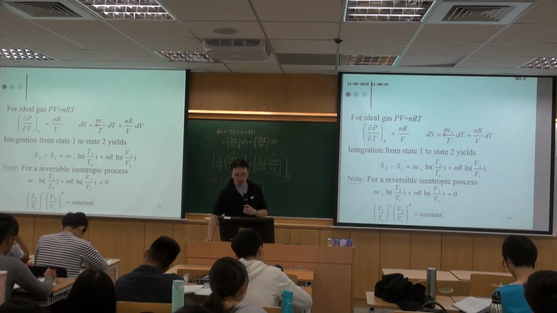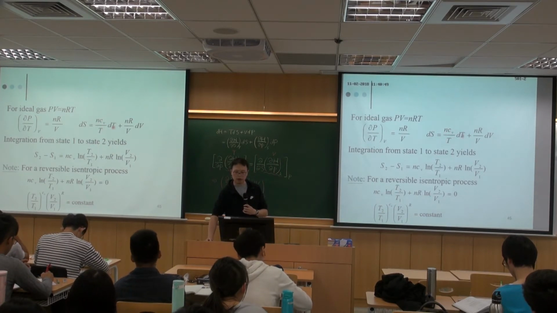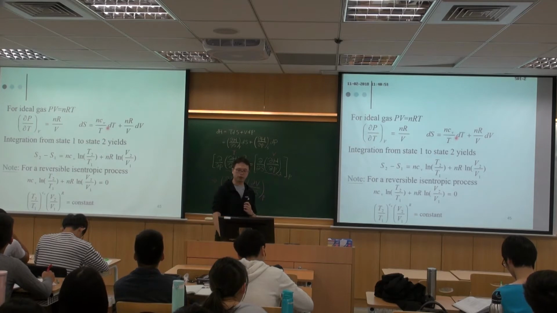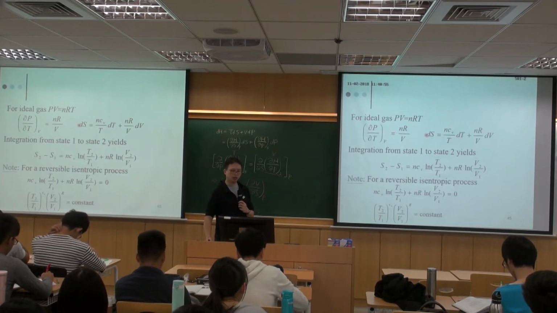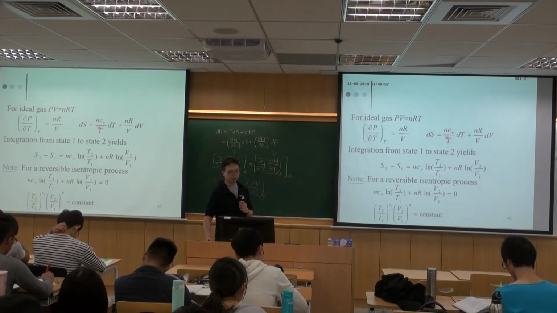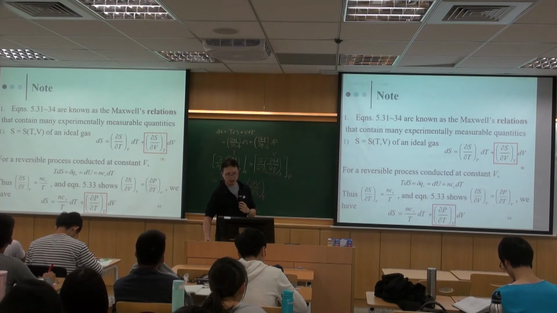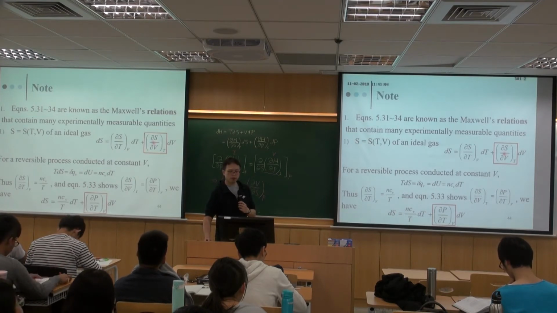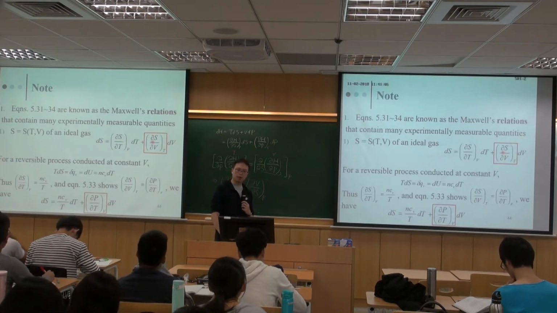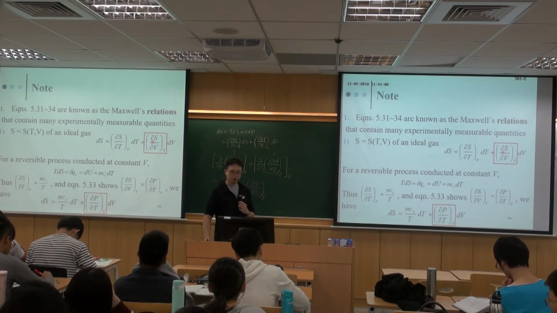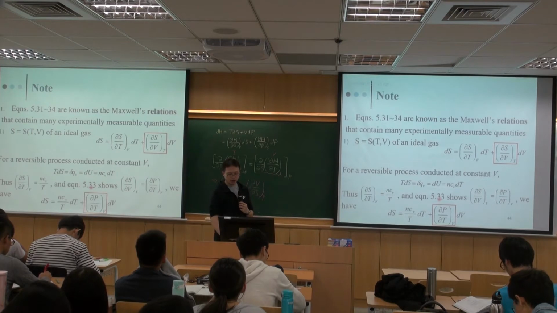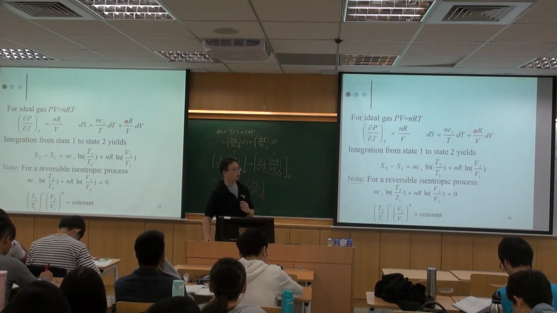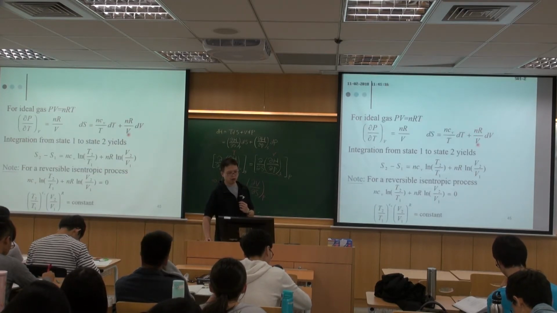The first term is coming from the internal energy part, so it's related to CV dT. But since we're calculating the change of entropy, we divide that by temperature. And for the second part, it's originally partial S partial V. But in this case, we don't know what partial S partial V is, so we replace that by using Maxwell's relation. And then from that, we know that it's simply nR over V.